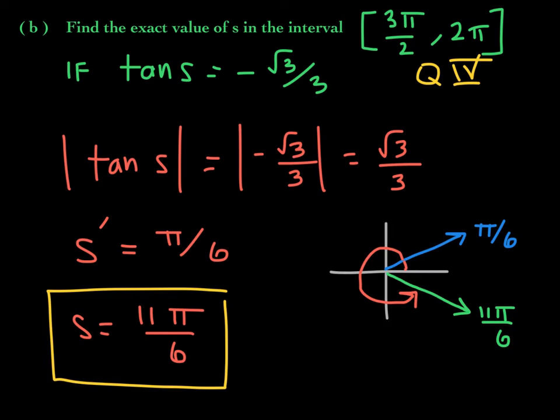Be careful, you don't want to say negative pi over 6. Negative pi over 6, by the way, would be right here, everybody. Negative pi over 6, going clockwise, that's negative pi over 6. You don't want to say negative pi over 6 because it's not inside this interval, right? So we want to make sure that the angle we give is inside of this interval.